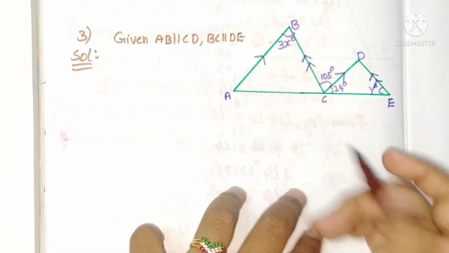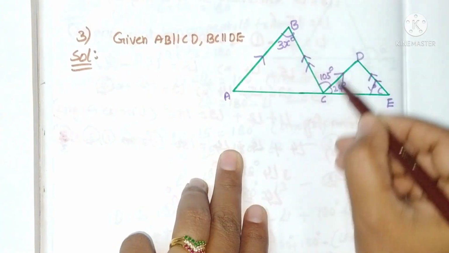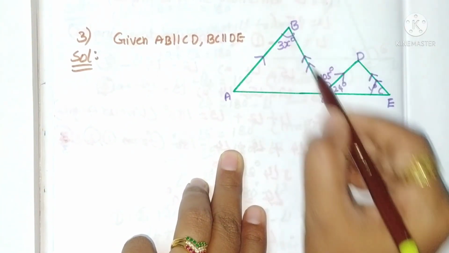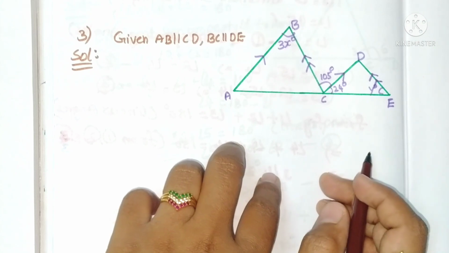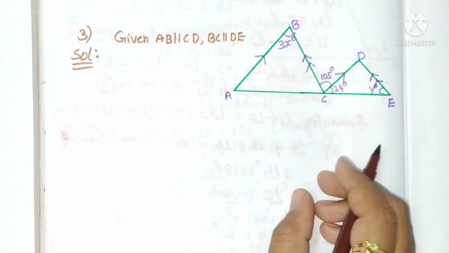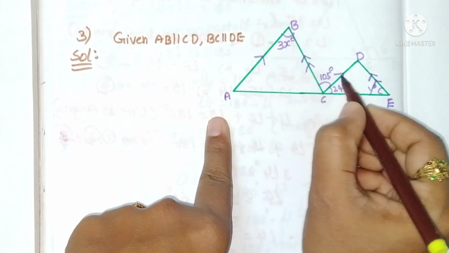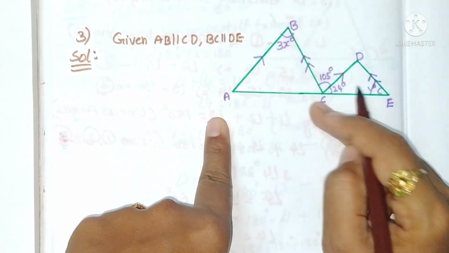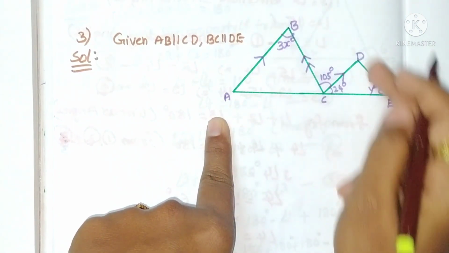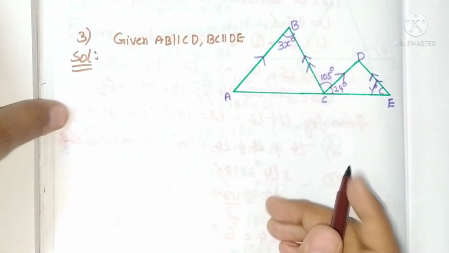Third problem. In the given figure, AB is parallel to CD and BC is parallel to DE. We want to find out x and y. See, this arrow mark is there, no? AB and CD are parallel. BC and DE are also parallel.